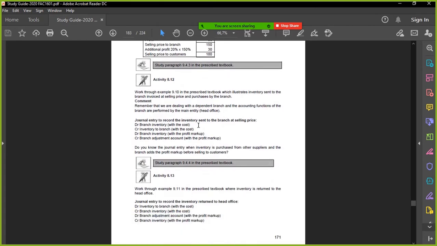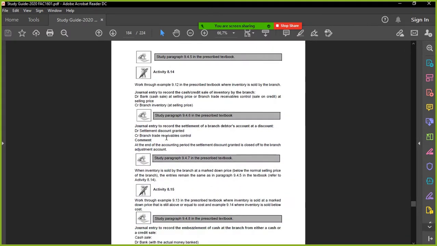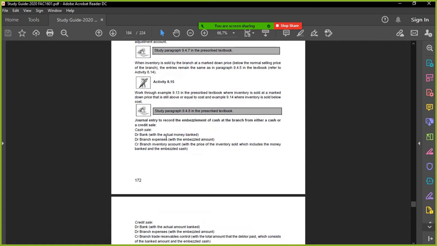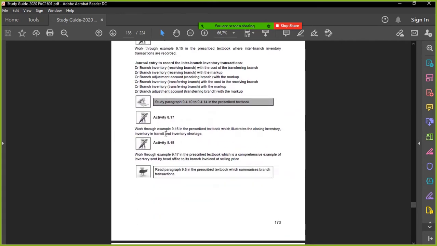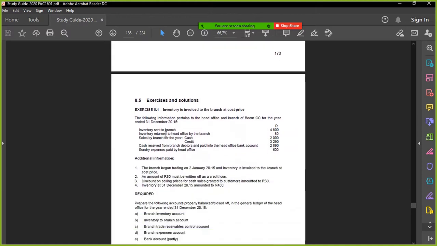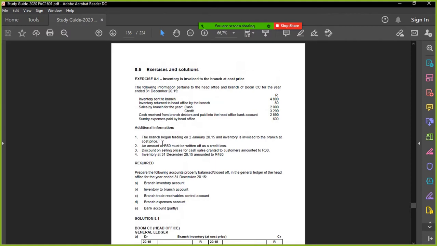All right, more theory here. Let's just talk about the journal entry. More theory, lots of theory. Okay, talking about inventory, credit sales. Okay, that looks like it. Yeah, perfect. All right, now we've got exercises and solutions. Okay, have a look. Required, branch inventory account, inventory to branch.